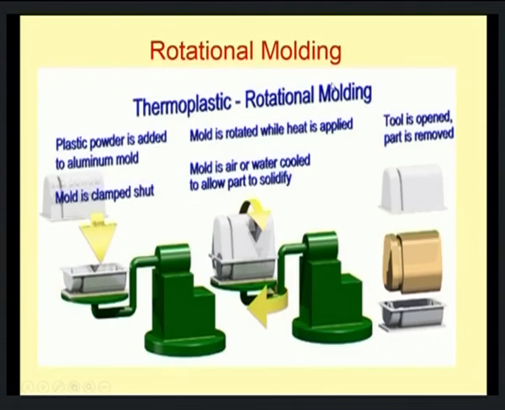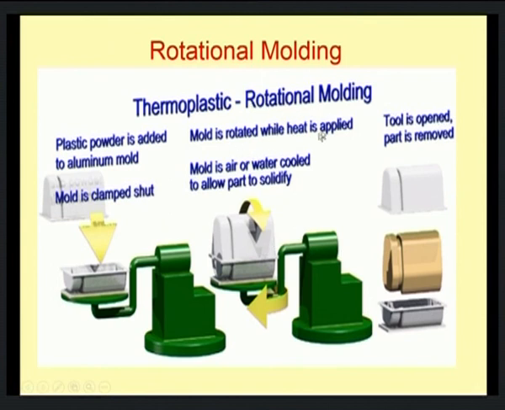Next we will move on to rotational molding. So, this is a typical scheme for rotational molding. In this you have a mold in which the plastic powder along with the additives is charged. The mold is normally an aluminum mold because this mold has to be rotated at a very high speed. Therefore, the weight of this mold is going to have an effect on the cost of this process. Therefore, generally an aluminum mold is preferred.